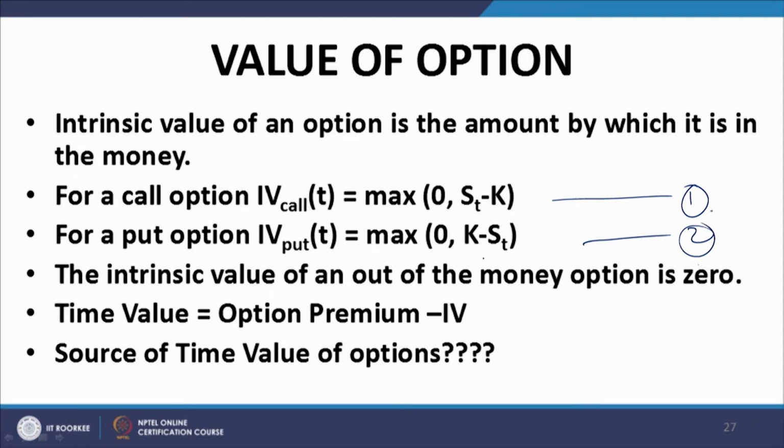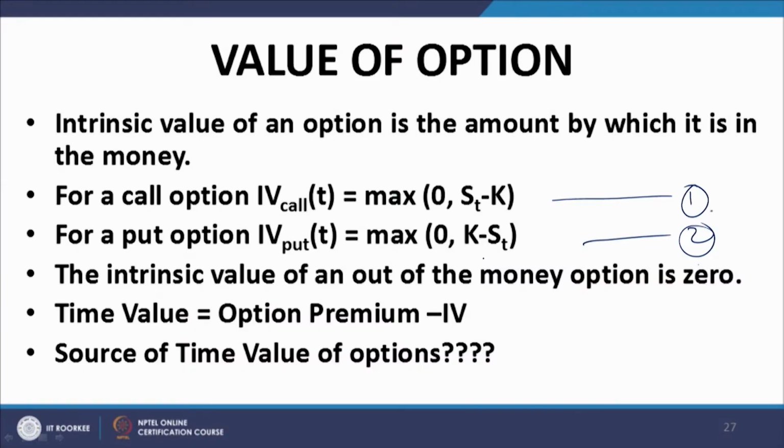So, the intrinsic value of a call option is the maximum of 0 comma ST minus K. That is, if ST is less than K, the intrinsic value is 0. If ST is greater than K, the intrinsic value is ST minus K. Similarly, in the case of a put option, if ST is less than K, the intrinsic value is K minus ST. If ST is greater than K, the intrinsic value is 0. This is the case of a put option, and in the call option, equation number 1 holds.